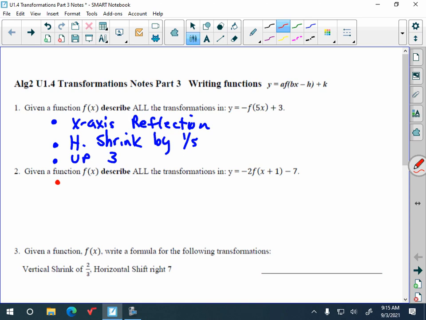Okay, good. Vertical stretch. That's the 2 on the outside. Vertical stretch by 2. Another one? Good. The negative in front, that's going to do an x-axis reflection, just like the one above it.